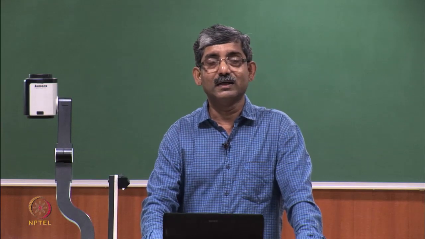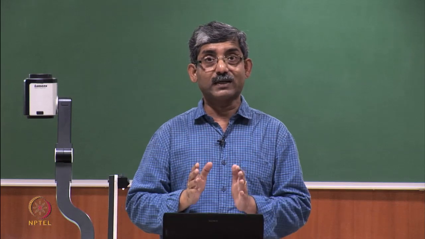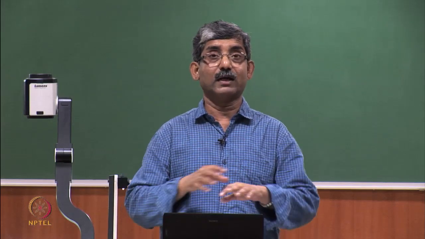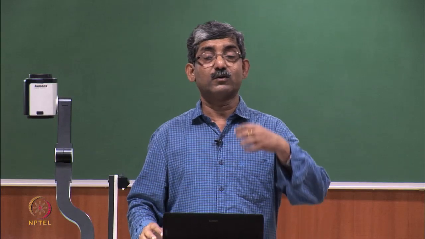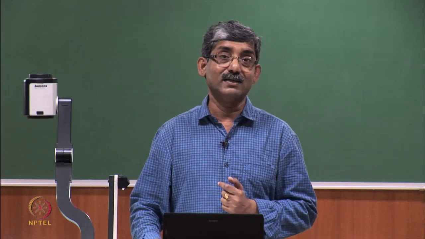So, in this method, if we simply trace the shadow and take the mass, it will be accurate. The annular ring size is exactly the size of the initial fabric sample, and as the light beam is projected as a parallel beam, there is no divergence and no enlargement. So, the exact size we can measure.